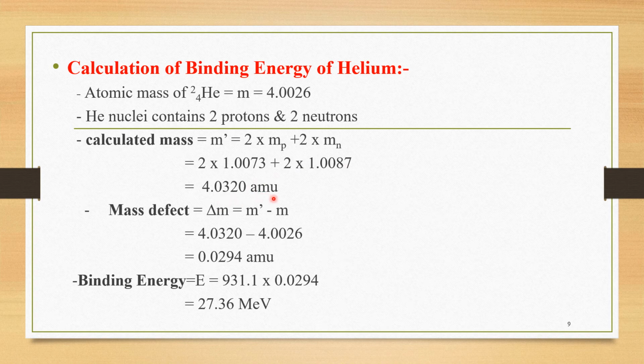4.0320 atomic mass unit, from which we can calculate the mass defect, delta M equal to M dash minus M. If we substitute the values of M dash and M, we get the mass defect equal to 0.0294 atomic mass unit, and from this mass defect we can easily calculate the binding energy, equal to 931.1 into the mass defect, from which we get the binding energy equal to 27.36 million electron volt. So these are very simple steps for calculating binding energies.